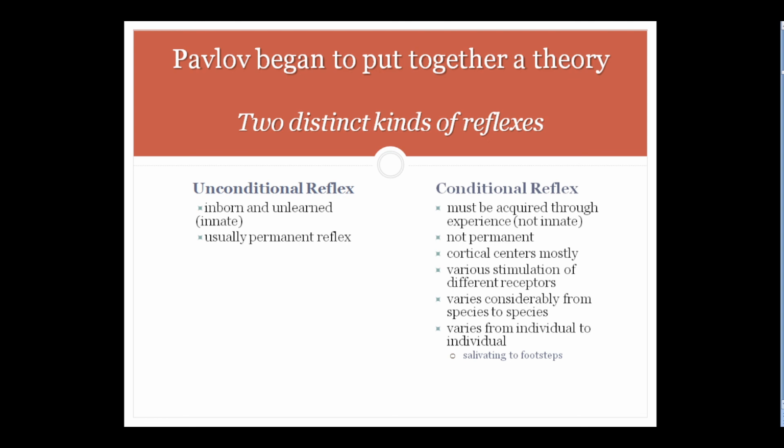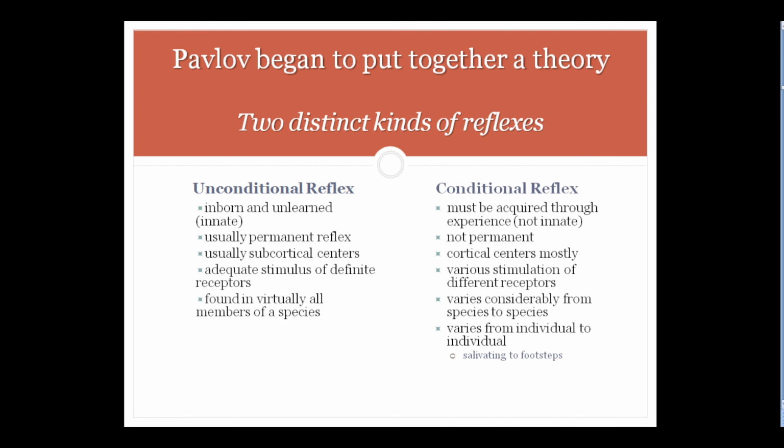For conditioned reflexes, you will need mostly cortical centers, while for unconditioned reflexes the centers are usually subcortical. In the case of conditioned reflexes, it could be any stimuli. You can use various stimulations within a wide range of different receptors, while for unconditioned reflexes, you must use an adequate stimulus for definite receptors.